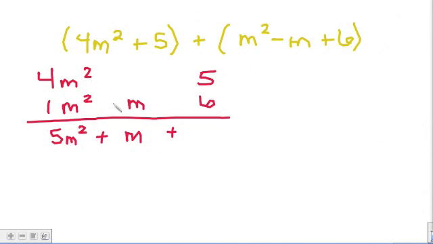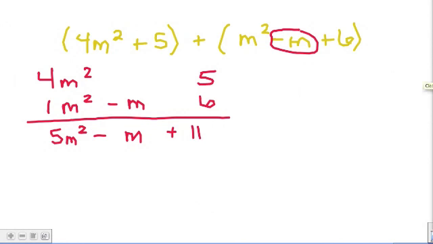Okay, but this was actually a subtract m. If you notice here, it was a negative m. So that's a good way to always double check that you have the correct symbol in front. Let me go ahead and fix that. Minus m. Okay, now let's go ahead and add these up. What's 5 plus 6? It's 11. And there's your final answer.